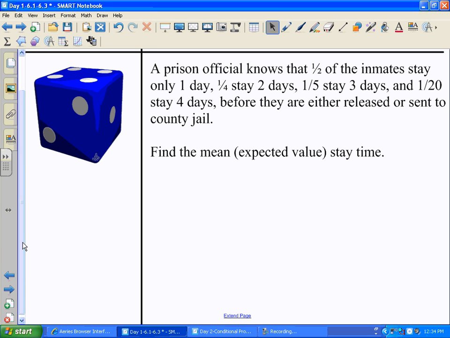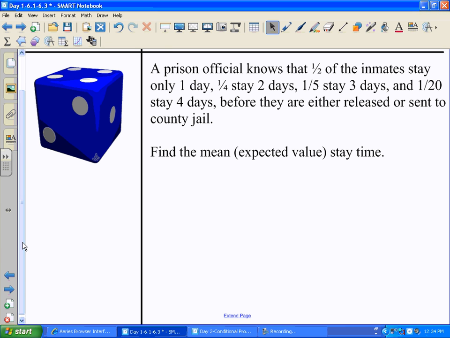When I go to jail, half of them stay 1 day, a quarter of them stay 2 days, a fifth of the people who go to jail stay 3 days, and 1 person out of 20 stay 4 days before they're either released back into the population or they're sent to the other jail.